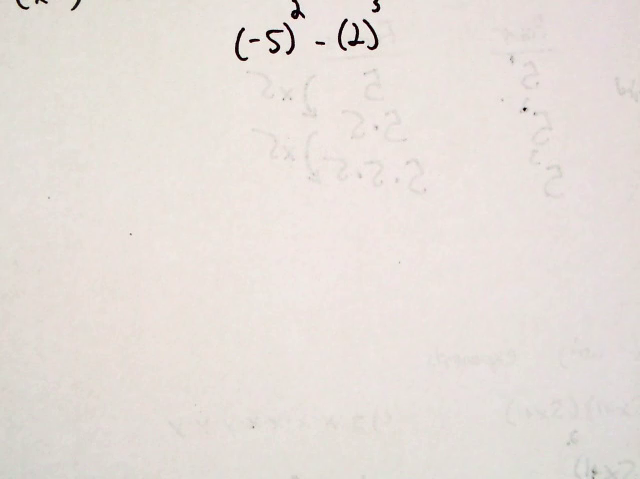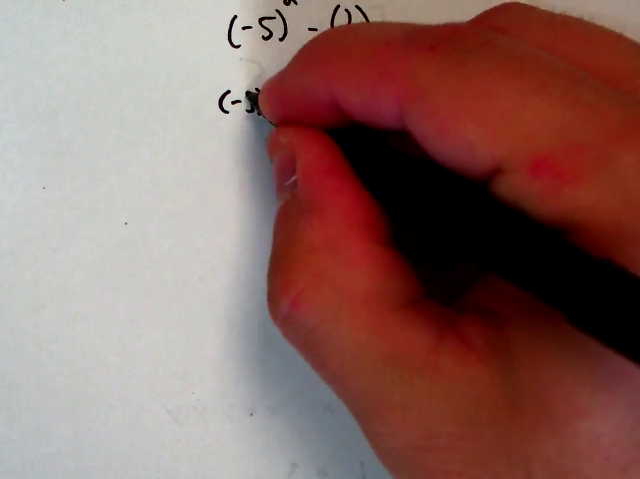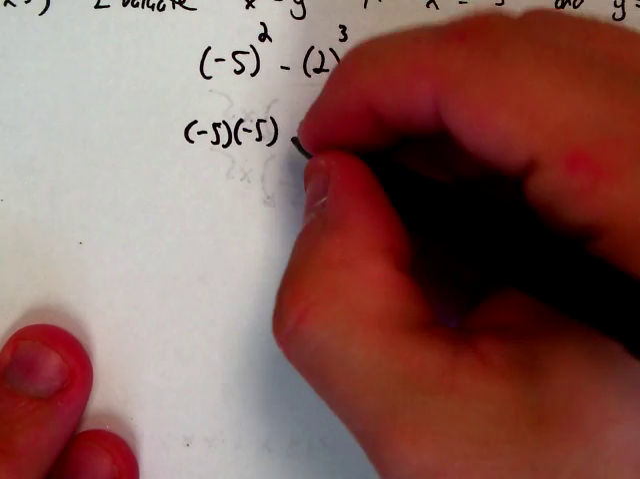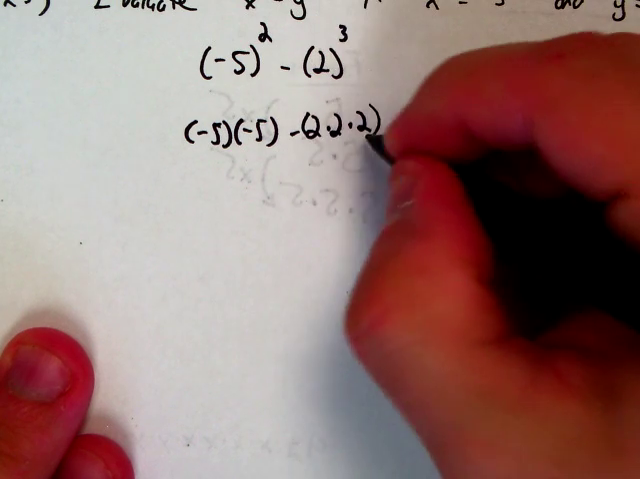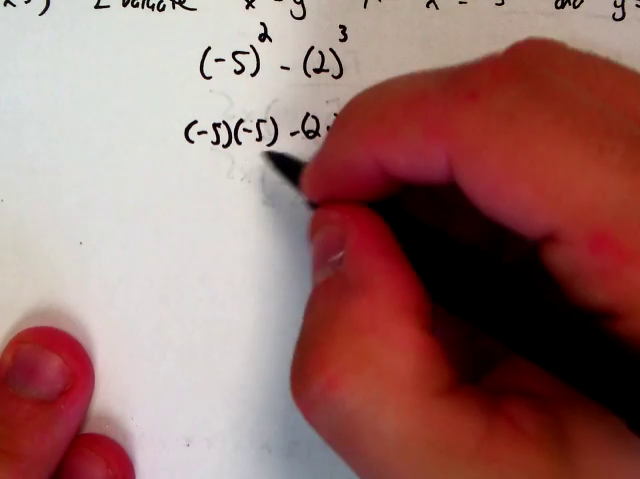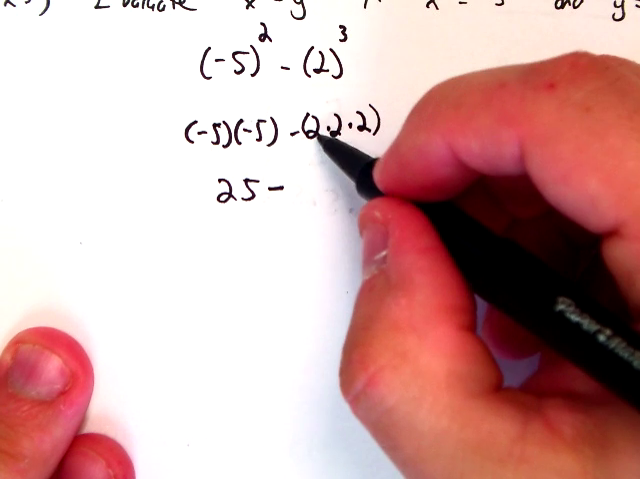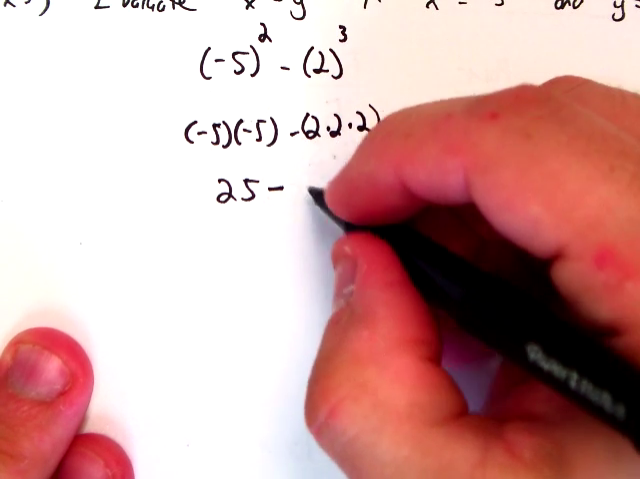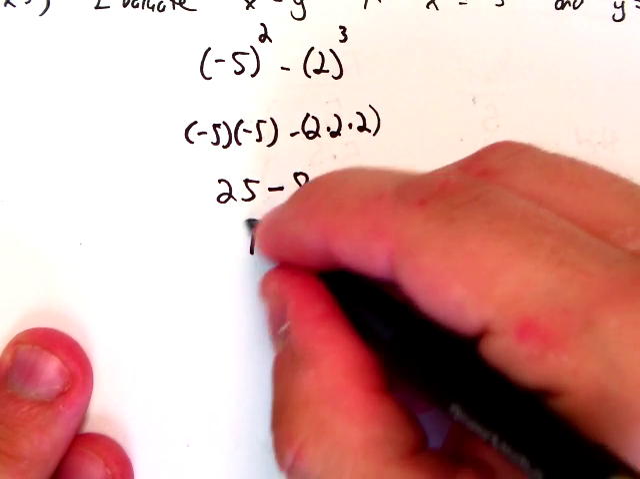So if we look at this question now, this is -5 multiplied together twice, minus 2 multiplied together 3 times. So negative 5 times negative 5 is 25, minus 2 times 2 is 4, times 2 is 8, and 25 minus 8 is 17.